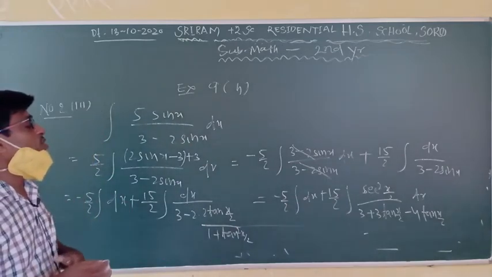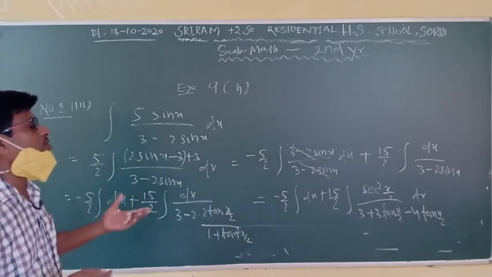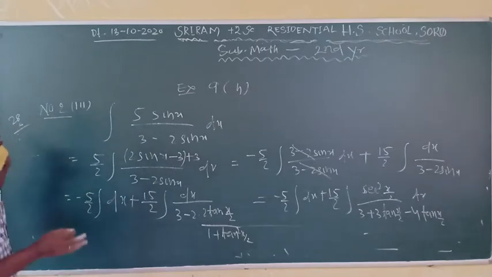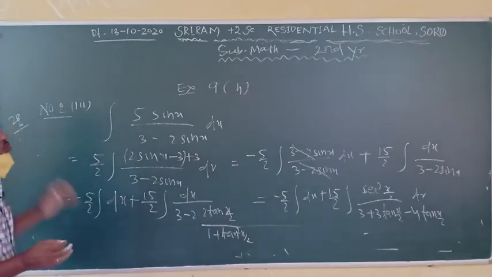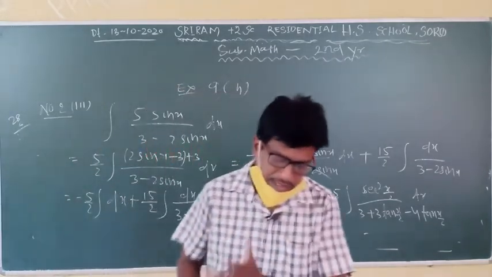sec square x by 2 dx is equal to 2 dz, 2 cancel, 15 dz by 3 plus of 3z square minus 4z. You can easily find out this process using form number 1. So that is the trick used for number 2 and number 3, but number 4 is a separate trick.